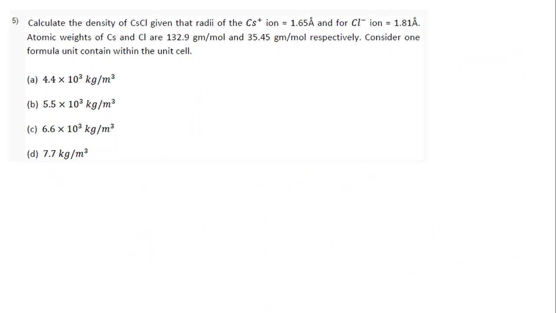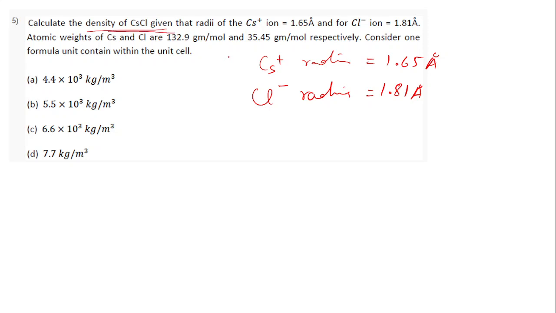Okay. Next question. Calculate the density of CsCl given the radii of Cs plus and Cl minus ions. Okay, we have been given the radius of Cs plus ion and Cl minus ion. For Cl minus the radius is 1.81 angstrom. For Cs plus, the radius is 1.65 angstrom. Atomic weight is given. Consider one formula unit contained within the unit cell. We have to find the density of this unit cell.